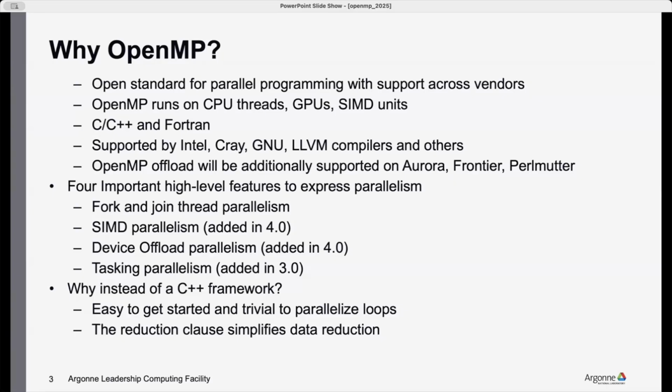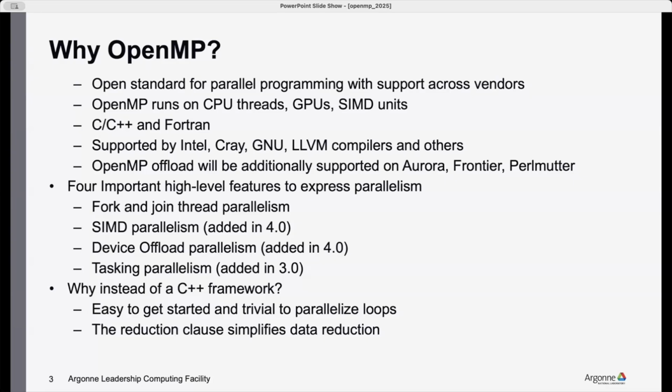Currently, it's supported by a lot of vendors, but for people interested in at least the DOE HPC space, the Intel, Cray, GNU, and LLVM compilers all support OpenMP for CPU and GPU. It's supported on Aurora, Frontier, Perlmutter, and other big systems that possibly a lot of you have already run on. The standard document itself is huge. It's very large because it has lots of support for lots of different types of parallelism: fork and join, SIMD parallelism, device offload parallelism, tasking parallelism.